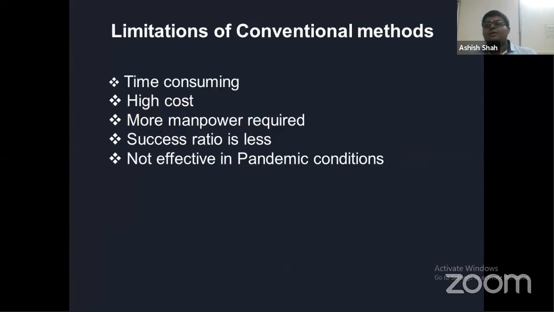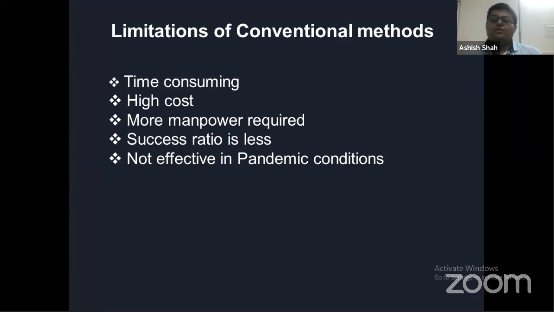Now what is the problem with these three methods? These three methods are really time consuming. You may need luck, the cost is also more, more manpower is required, and the chances of success are very low. And especially this kind of method is not effective in a pandemic condition. Like in this COVID situation, we cannot wait 5, 10, 12 or 14 years to discover one molecule. We need rapid discovery of a molecule with effective therapy.